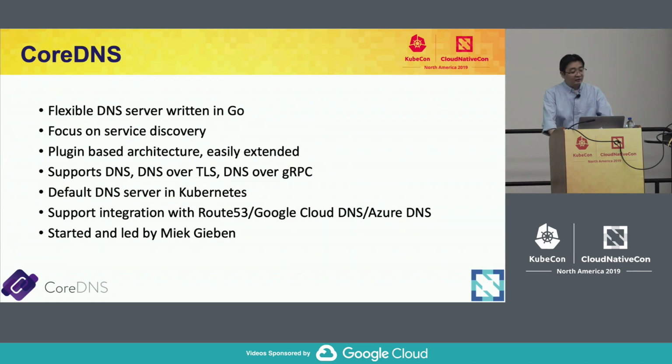Some of the features supported by CoreDNS include DNS over TLS and DNS over gRPC. By the way, DNS over gRPC is not a standard. It's actually a customized implementation.